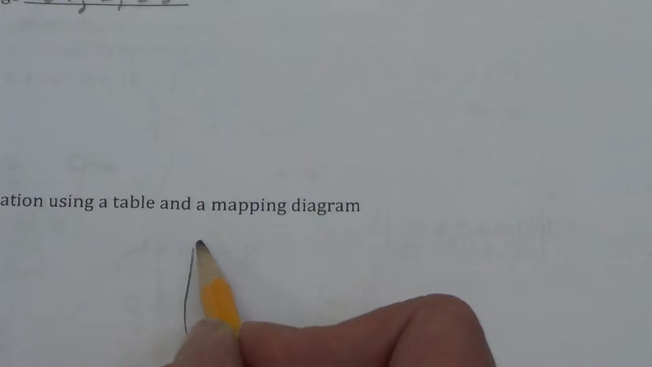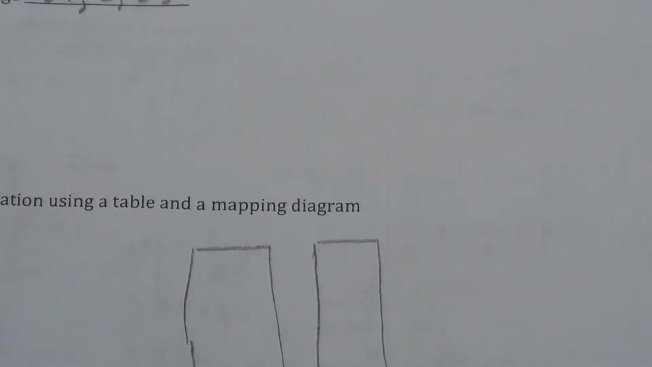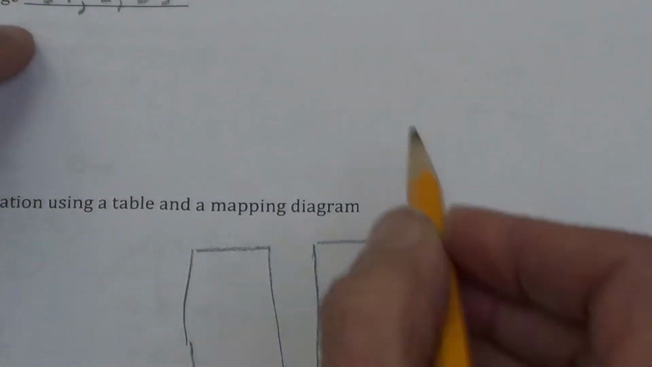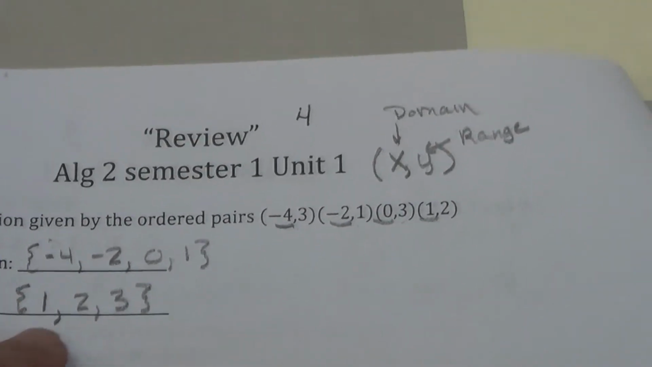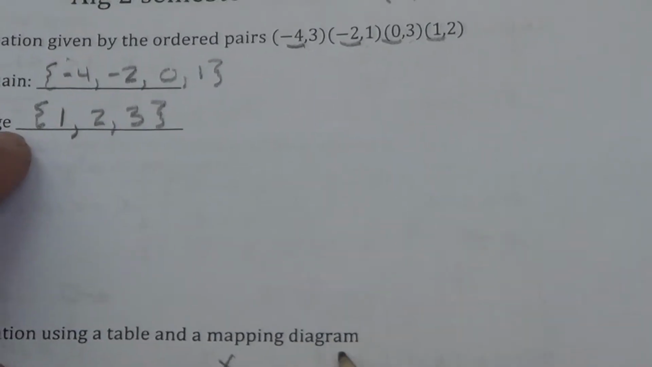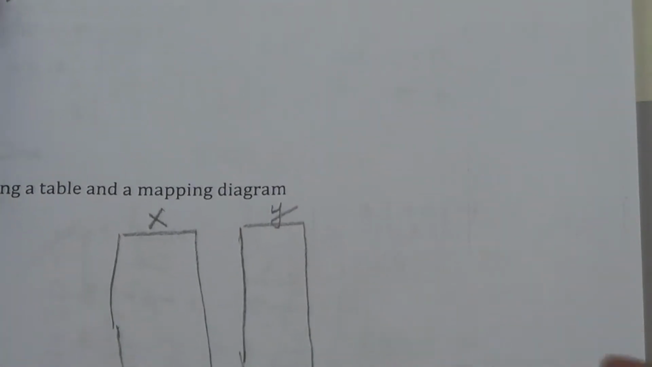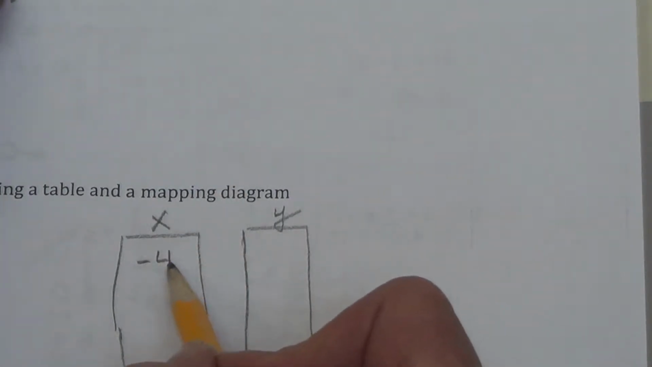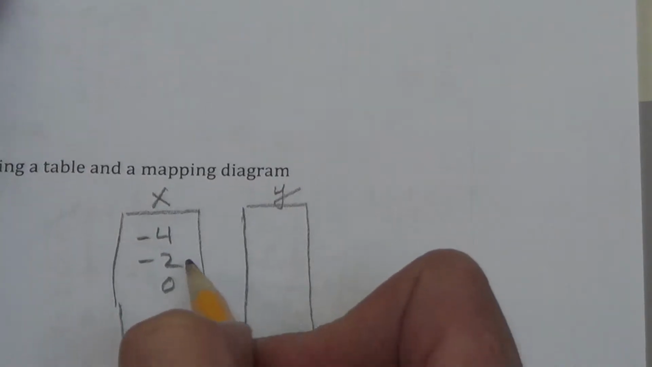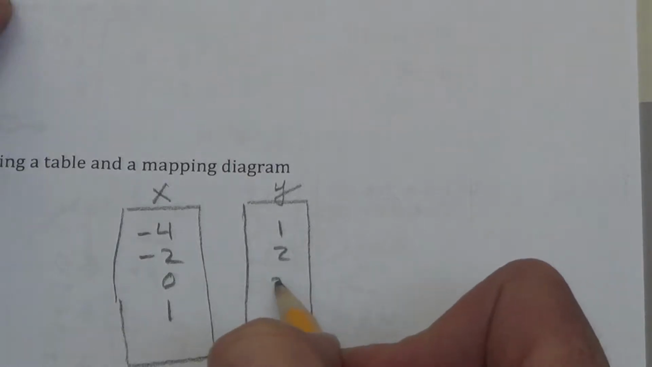Okay, the mapping diagram. A map is simply putting it in a box where we don't repeat the domain or the range. So I take it off of your domain and range list here, and I just put them in here. The X, the domain, is always on the left. The Y, or the range, is always on the right. So, -4, -2, 0, and 1. In your range, you have 1, 2, and 3.